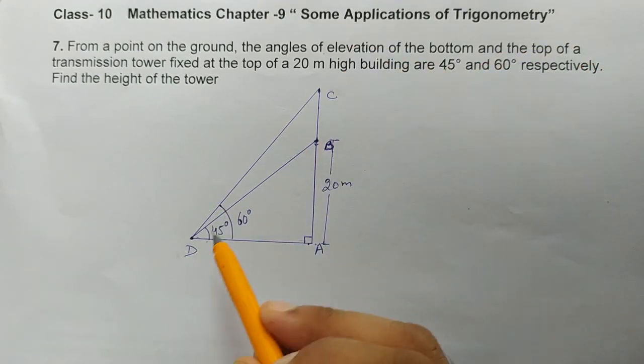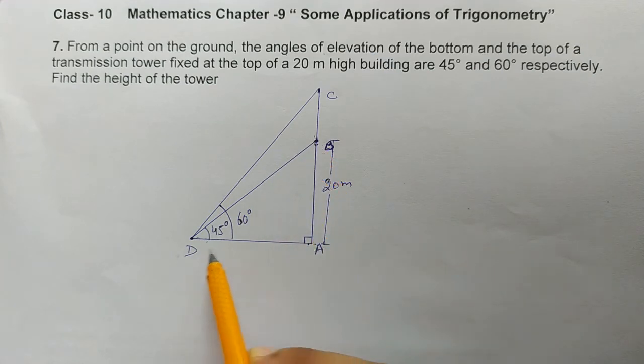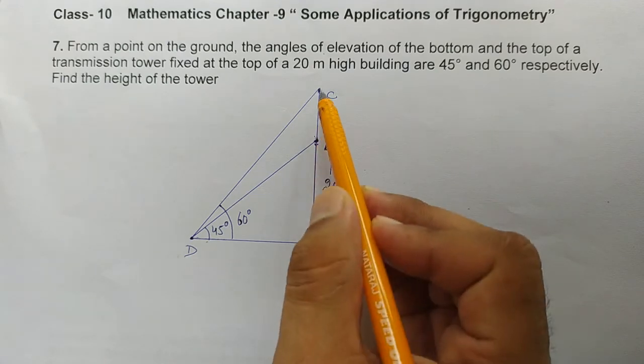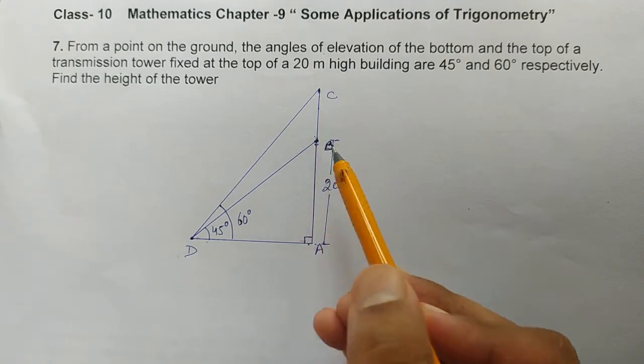Again, I repeat what we do. First of all, in the small right angle triangle, we will find the value of AD because AB is given. So AD can be found out. In the second right angle triangle, we now have the AD value. We can find out AC, and for AC, I'll write 20 plus BC. So BC can be found out.